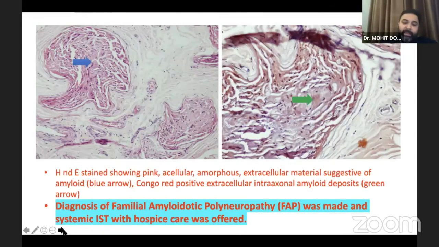So what we did was, since he had enlarged sural nerves, he was taken up for a sural nerve biopsy on our request by the surgeon colleagues. And this is the H&E stain on the left. It shows you the amorphous extracellular material, and the confirmatory Congo red highlighted by the green arrow, which confirmed presence of amyloid, and that was familial, hence his father had it. And this patient, because he came terminally, was ordered some systemic immunosuppression with hospice care. So this is the role of specific targeted systemic biopsy, which you might not be doing, but you would be requesting.